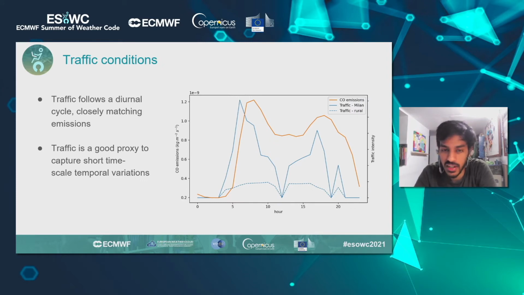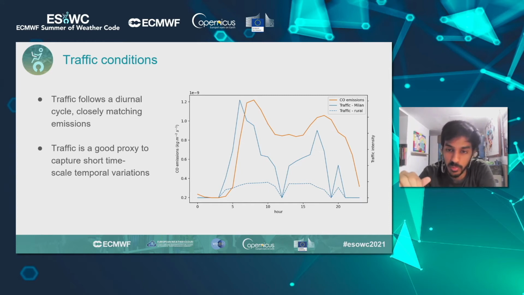So an interesting data set to look at was also the traffic data. We know that emissions typically follow a strong diurnal cycle, which typically has two peaks, in the morning and evening. In this plot, we see the orange line, which corresponds to the diurnal profile of the emissions. Looking at the traffic data, we find that the traffic very closely matches this diurnal cycle of the emissions. The two blue lines here are the diurnal patterns of the traffic data for two different points. The higher line is for Milan, and the lower line is for a point outside of Milan.